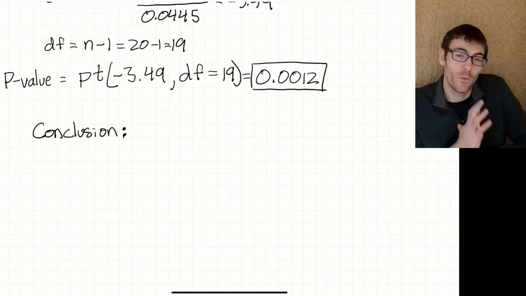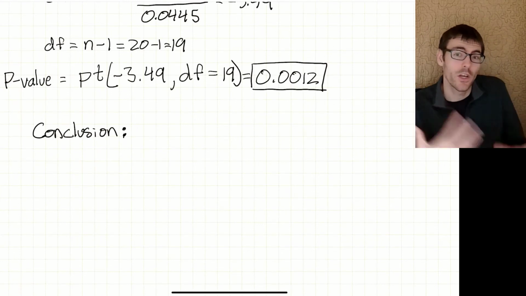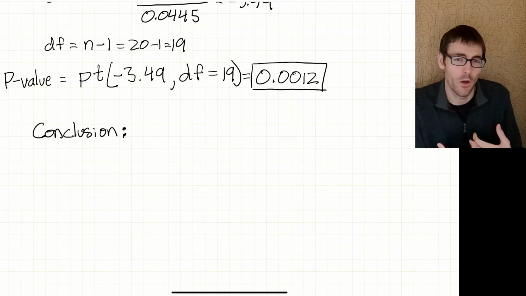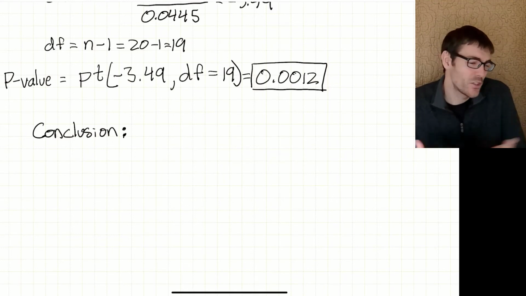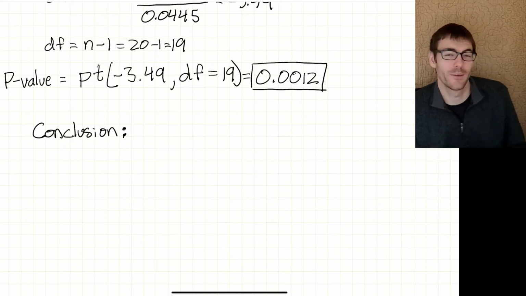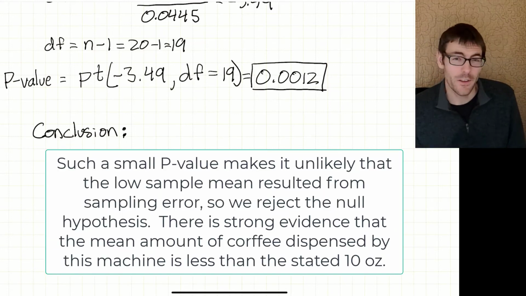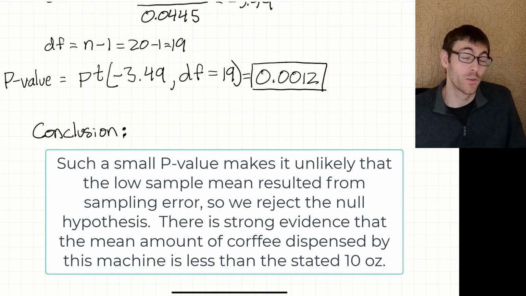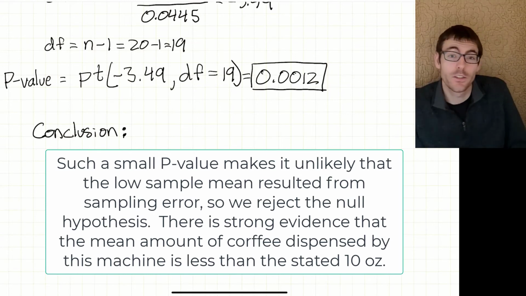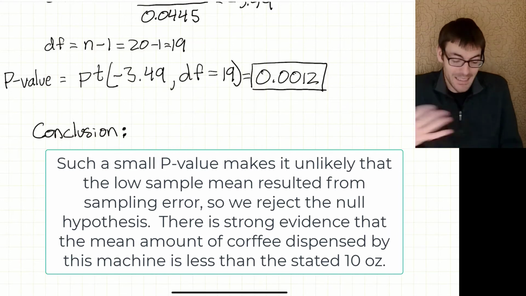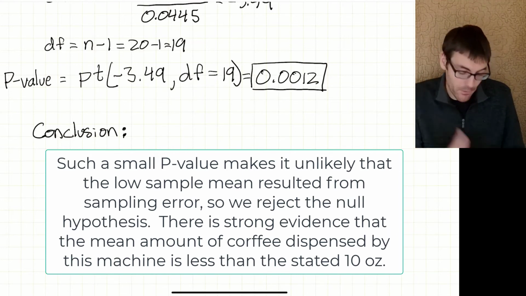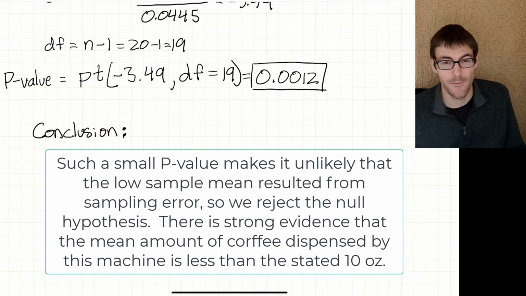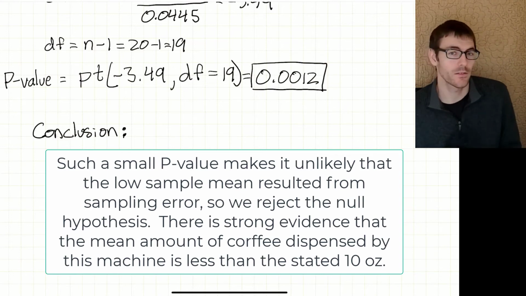All right, so then last section, we want to state our conclusion. Because we just found a p-value that was very, very small, this is evidence that the situation that we saw probably wasn't just due to random chance. Such a low p-value makes it unlikely that this low sample mean was just due to sampling error, just the way that the sample was randomly constructed. As a result, we're going to reject the null hypothesis in favor of the alternate hypothesis and say that this is in fact strong evidence that the average amount of coffee dispensed by the machine is in fact less than the advertised 10 ounces.